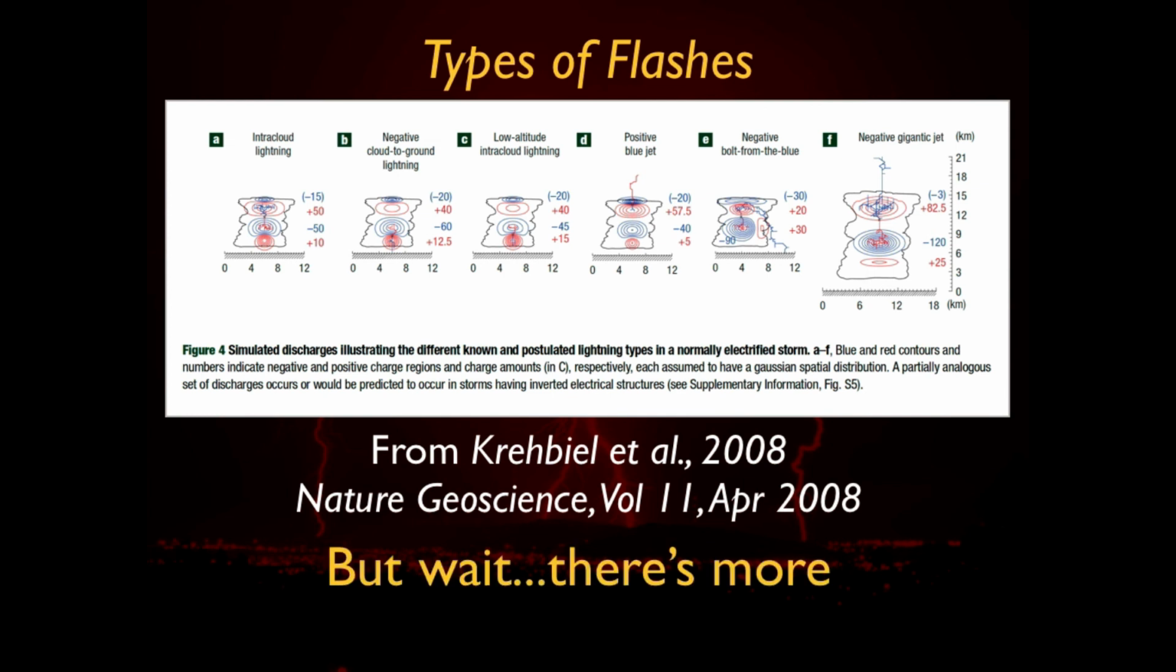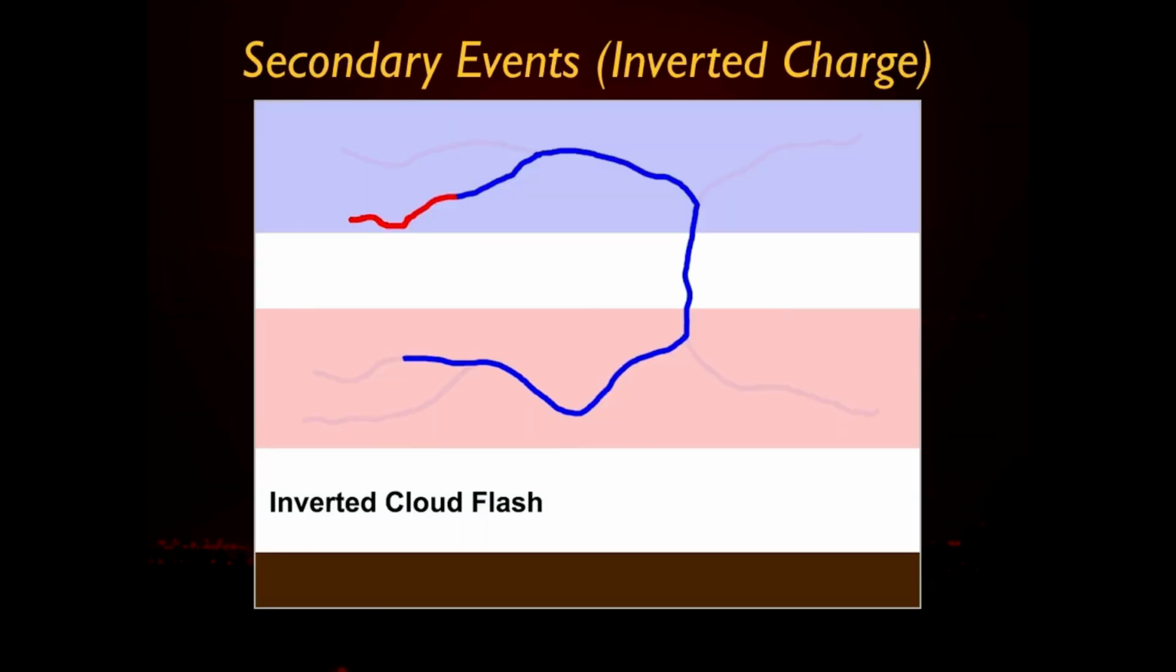But that's not all. There's more we need to talk about, and we'll get into those next. This is what I call secondary events, and these are events that take place after the initial development of the flash itself.